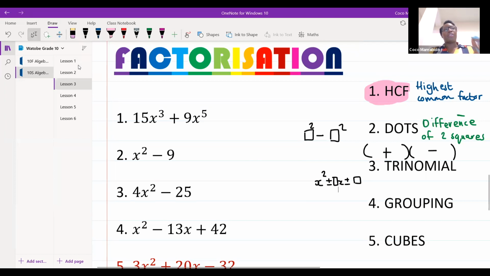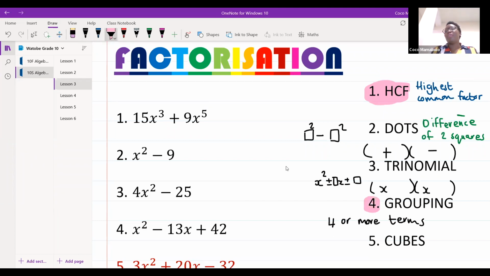Excellent. So the next thing I'm going to do, as soon as I see a trinomial, is the same thing I did with dots. I'm going to open 2 brackets. I'm going to put an x here and an x here, and only then will I figure out the other numbers that go in. This is what's going to happen every single time I see a trinomial. Now, grouping always comes in if I see 4 or more terms. That's why I name it number 4 at the school where I work, so that when they see number 4, grouping, they remember 4 or more terms.